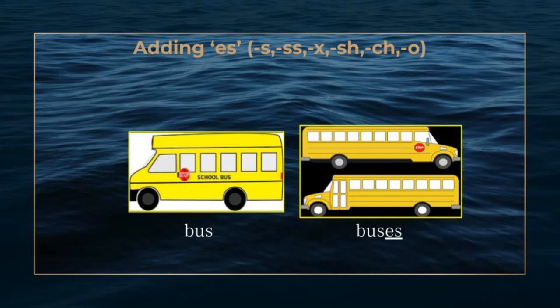Okay, the given picture is a bus. How many buses are there in the first picture? Just one bus. One bus means it is a singular noun.